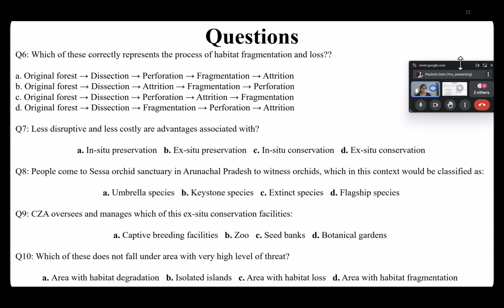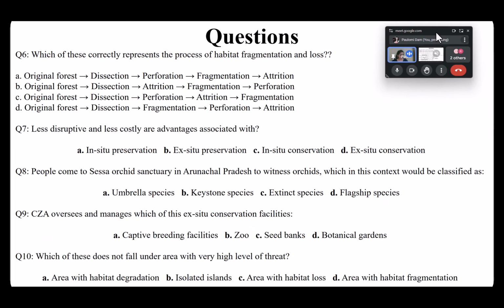Okay, and the last set of 5 questions, which are again on the same lines, should not be very difficult. Let me read out the questions and then wait for your answers. So the first one is, which of these correctly represents the process of habitat fragmentation loss? As I mentioned, any habitat fragmentation that you see does not happen over a period of a few days or a few months. There is a gradual process to it. Next is less disruptive and less costly. So these are 2 features, and these are advantages of which of these features, right?